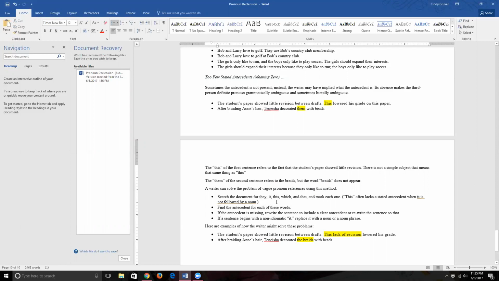So anyway, we're gonna identify all these pronouns. Then we're going to check each one for an antecedent. If it's missing, of course, we've got to rewrite the sentence, and we can do it a lot of different ways, but we can include a clear antecedent or get rid of the problematic pronoun, or just rewrite the whole sentence.